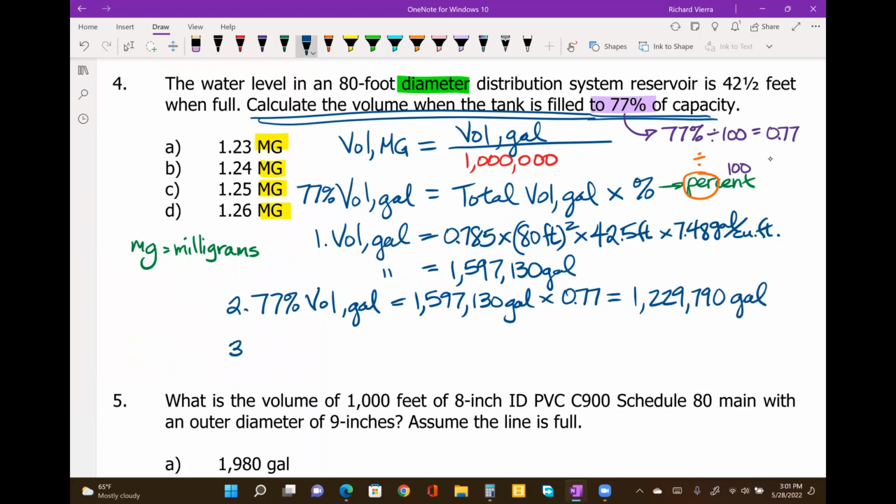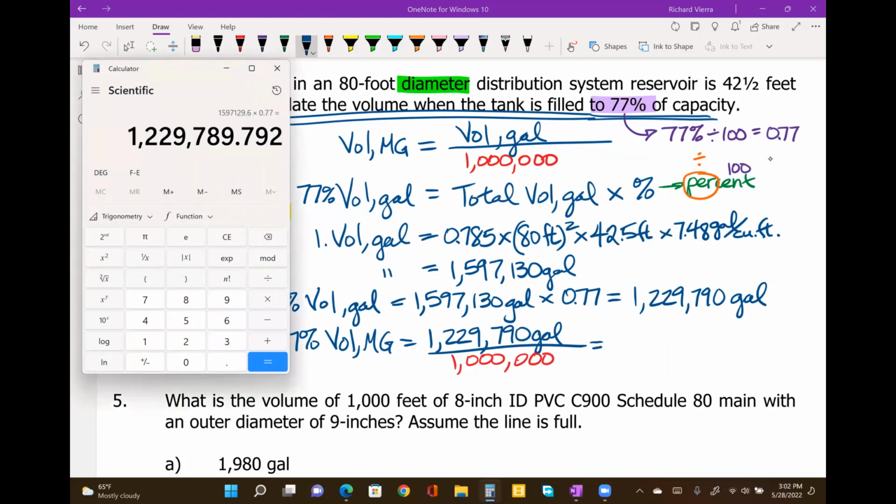So now that we have our 77% partial volume, we can go ahead and express that as million gallons by dividing that number, 1,229,790, by 1 million, or moving that decimal over 6 places to the left. And again, with the calculator already showing that number in the display, all we need to do is hit divide by, and then the 1 and 6 zeros for 1 million, equals 1.229.